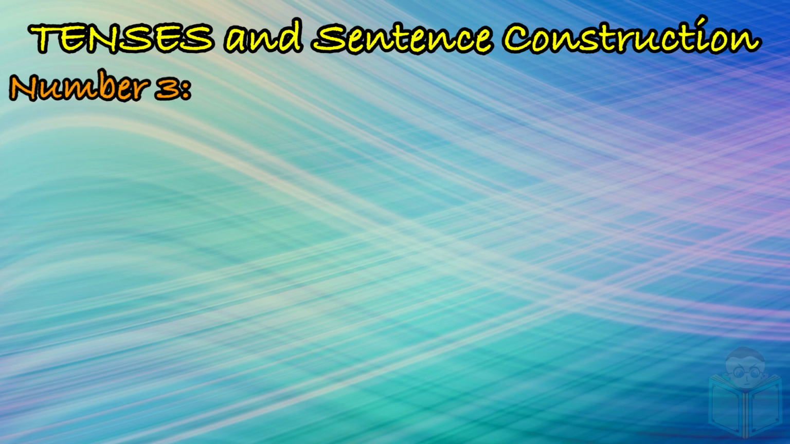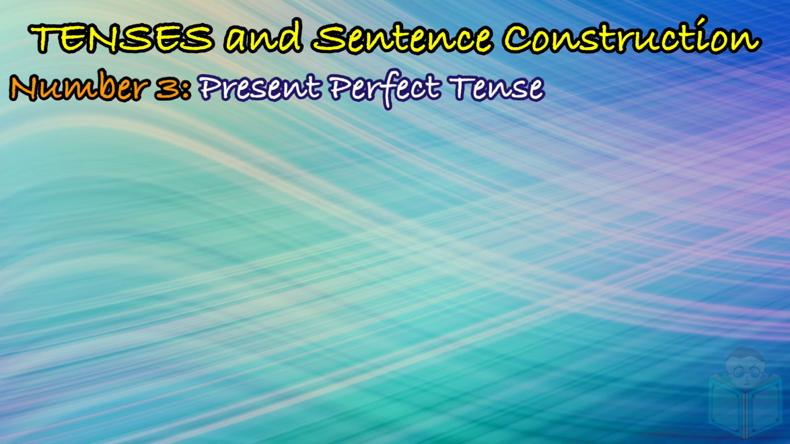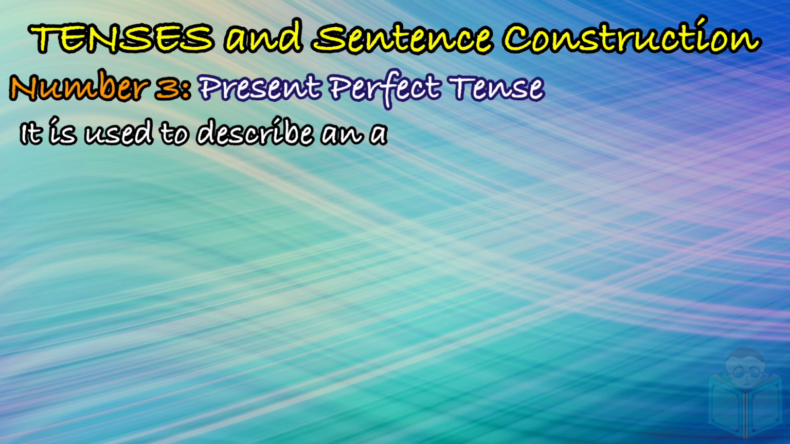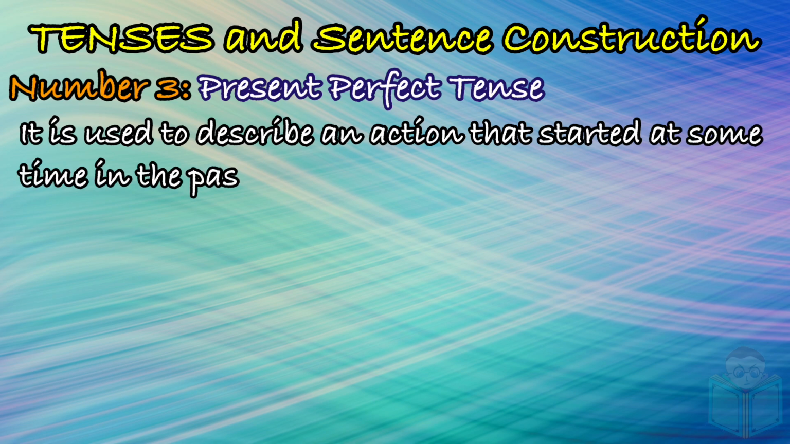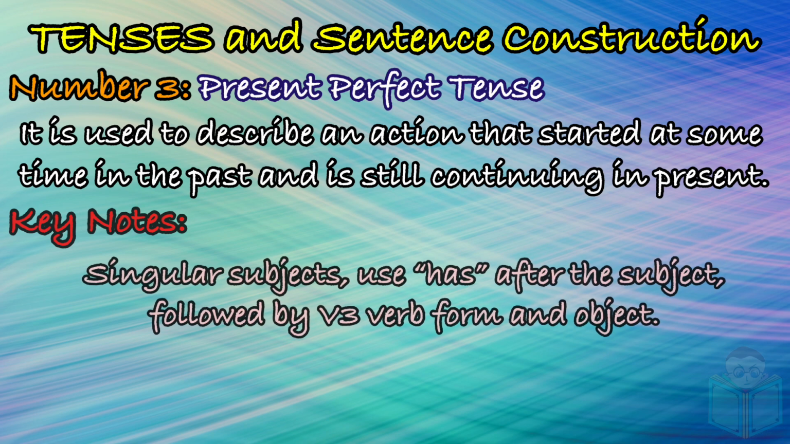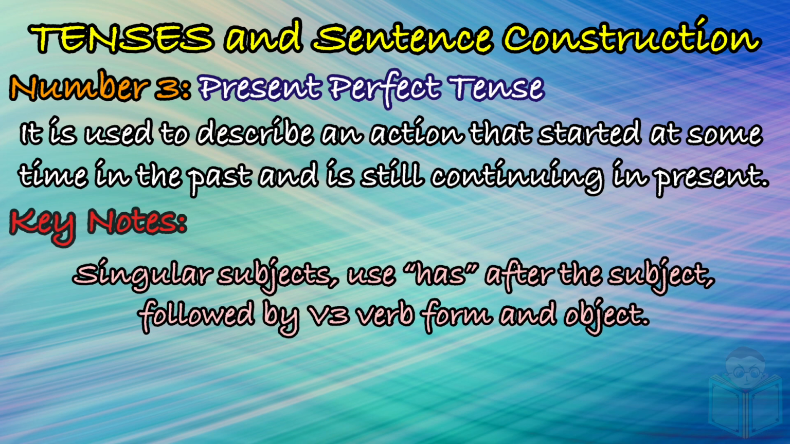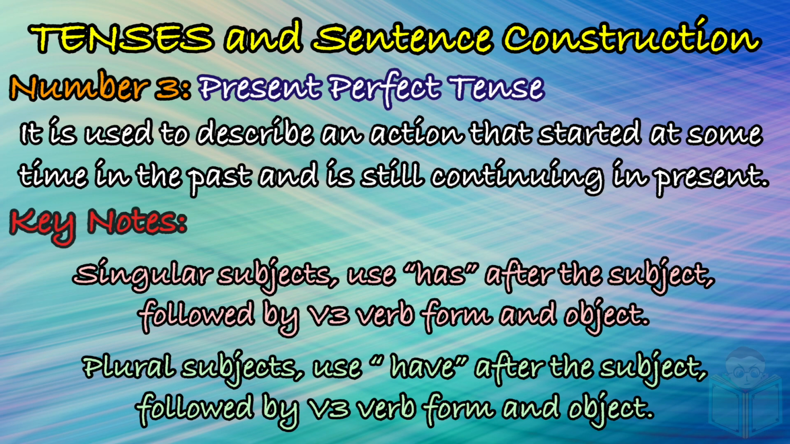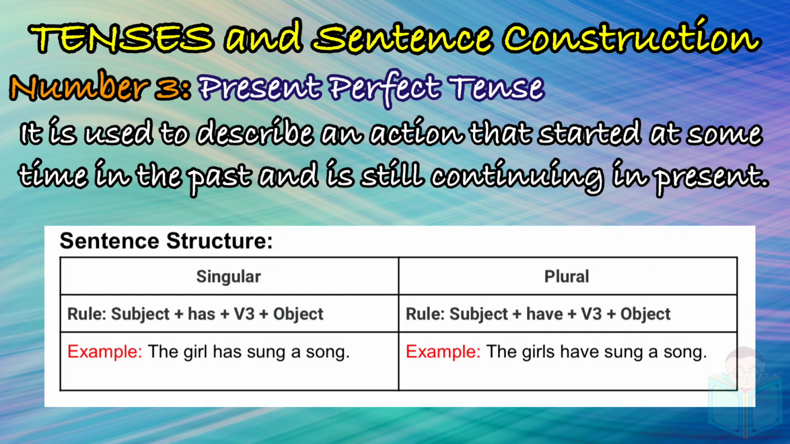Number 3. Present perfect tense. It is used to describe an action that started at some time in the past and is still continuing in present. For singular subjects, use has after the subject, followed by V3 verb form and object. For plural subjects, use have after the subject, followed by V3 verb form and object. Please follow the table below for reference.